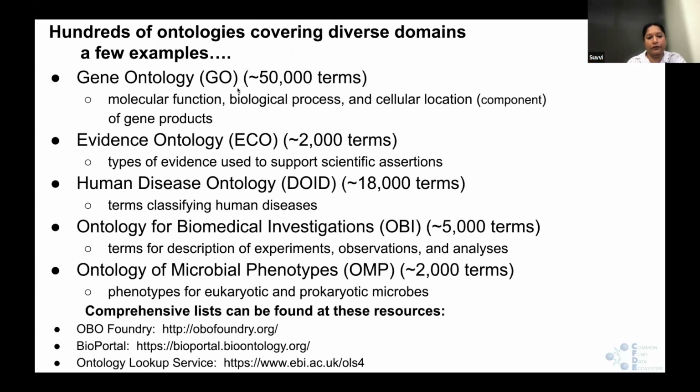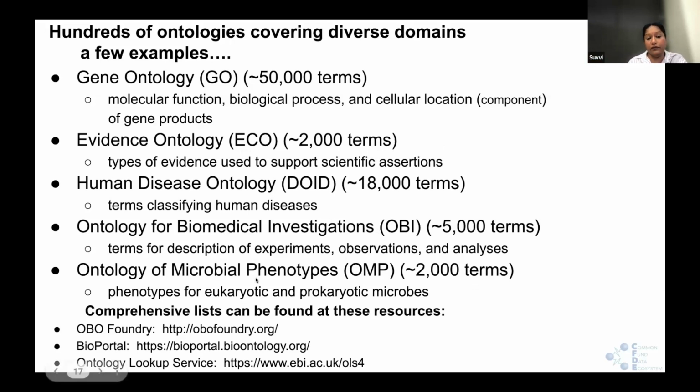And the biggest one, or the most well cited and also well-maintained ontology, is the gene ontology, with more than 50,000 terms in it. And there are other ontologies for various needs. For example, the evidence ontology is an ontology with evidence types, and the human disease ontology is for diseases. And I mentioned OBI, which is the ontology for biomedical investigations, for description of experiments, observations, analyses, and there are a few more that OBI captures.